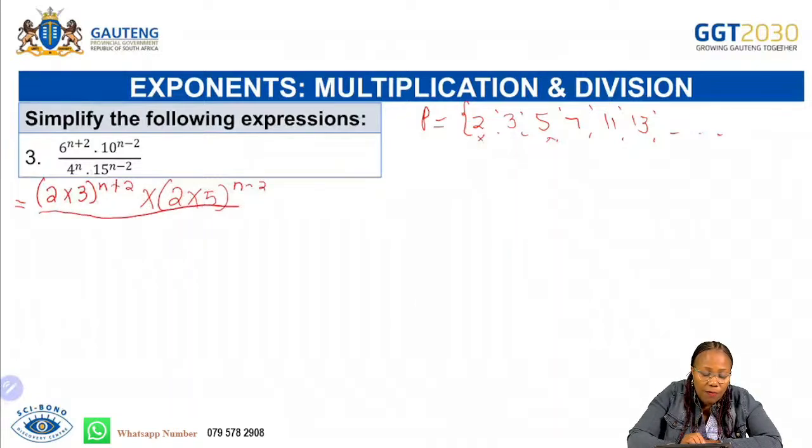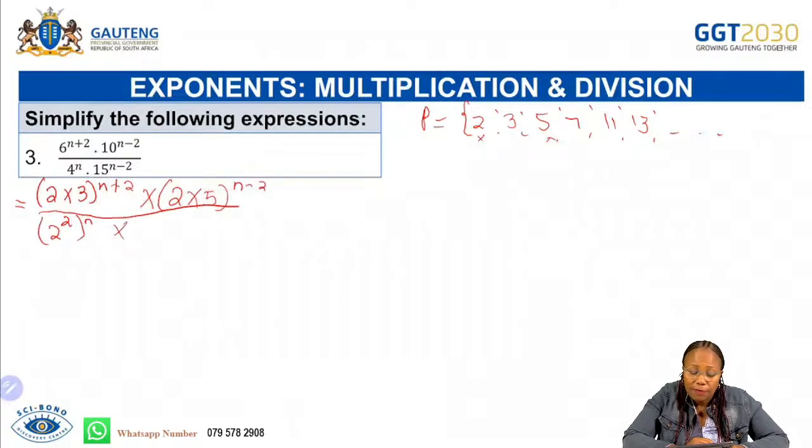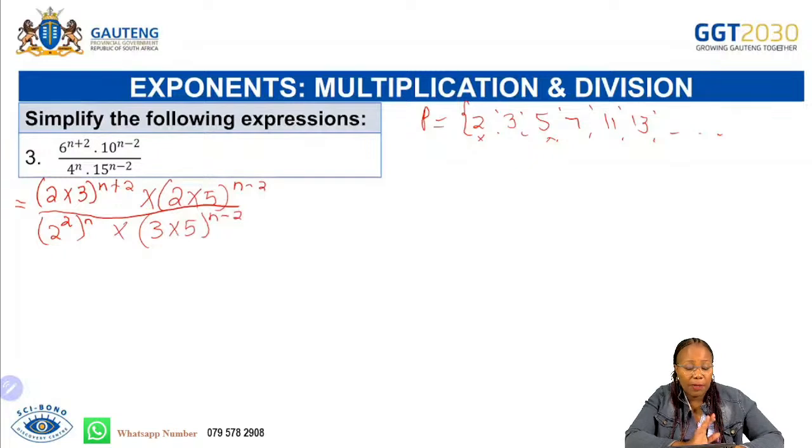And then all over 4, it can be written as 2 squared or 2 times 2. Then it is now in a prime base, multiply by 15. 15 can be 5 times 3 or 3 times 5. They are now in prime base, exponent is n minus 2. Happy now, can you see that you are working with base 2, base 3, and base 5 for this type of a problem? Everything is now in terms of the prime bases. That is your starting point.